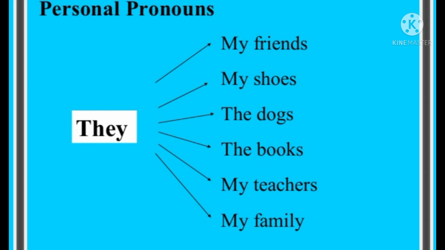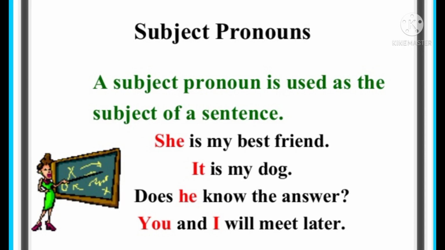For example, my shoes are new. They are bought by my father. Instead of shoes, in the second part, I have used they. So these words can be replaced by a single word that is called they. So this is the third category of personal pronoun. When a pronoun is used as a subject of a sentence, it's called subject pronouns.